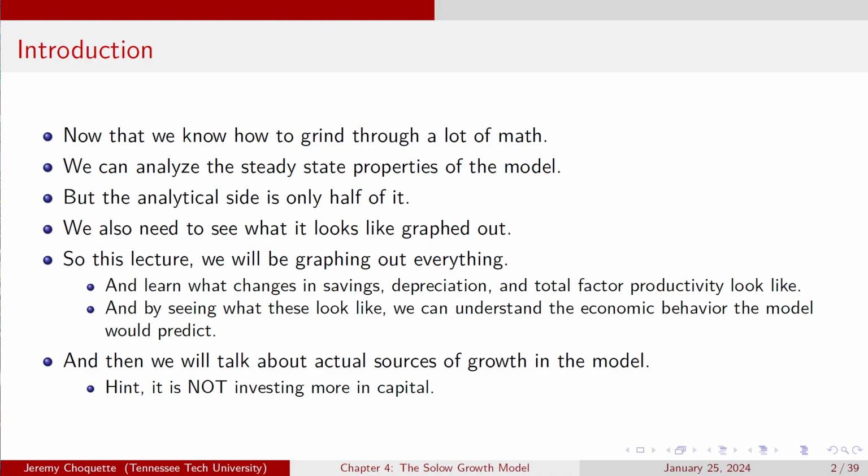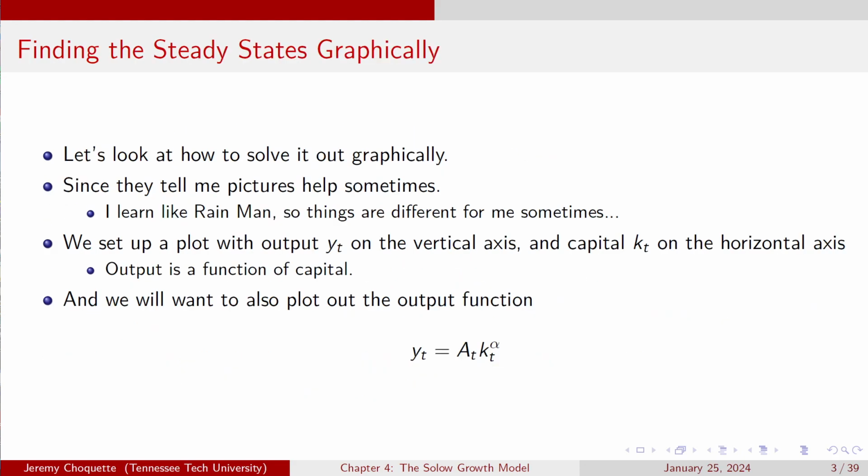And big surprise, hint, hint, it's not investing more in capital. It's actually things like getting new ideas, total factor productivity. So how are we going to solve this out graphically? Not all that differently from how we solve it out mathematically.